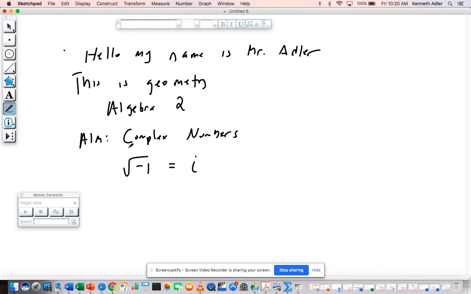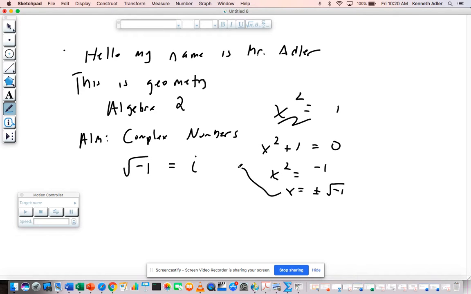Where does the square root of -1 show up? Well, we saw it in quadratic equations where we didn't have solutions. For example, x squared plus 1 equals 0. What's the solution for that? Your first instinct might be x squared equals -1, x equals plus or minus the square root of -1. What is that? Well, instead, we're going to call the square root of -1 i.